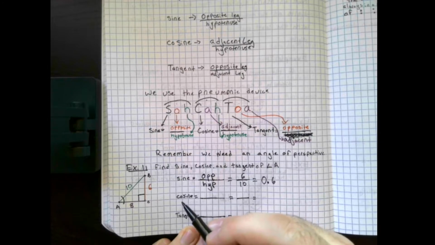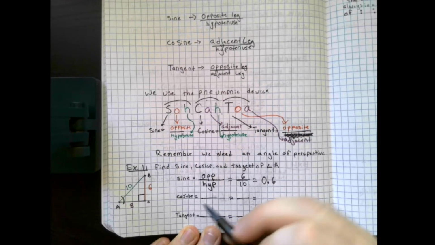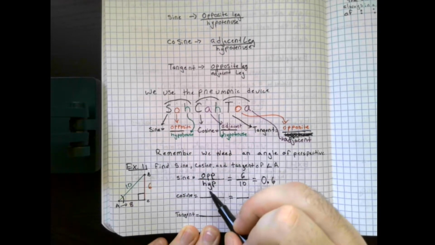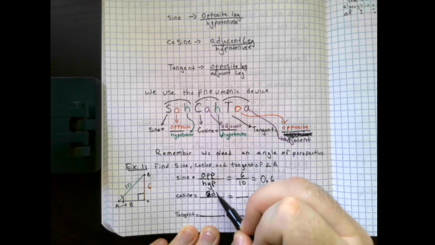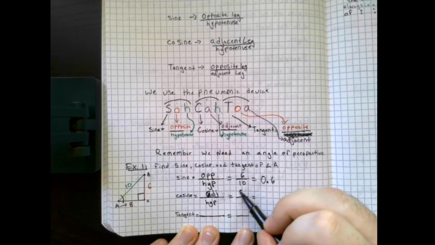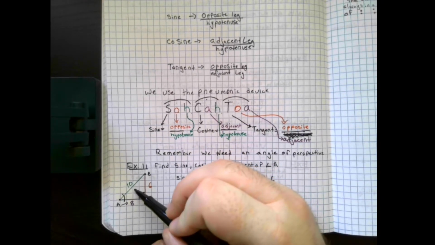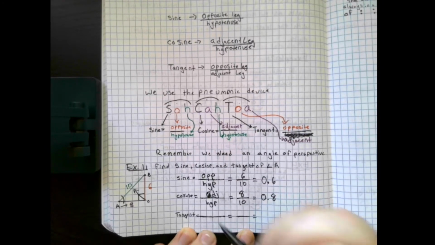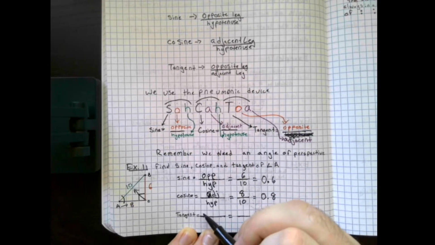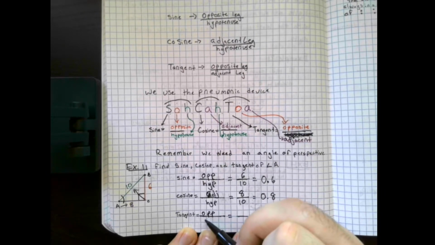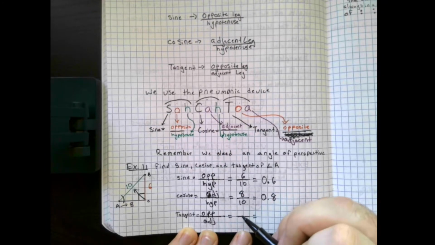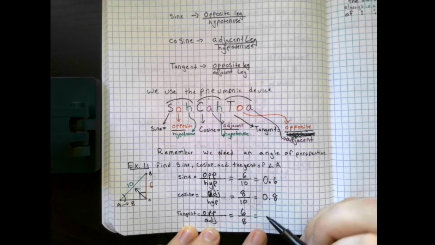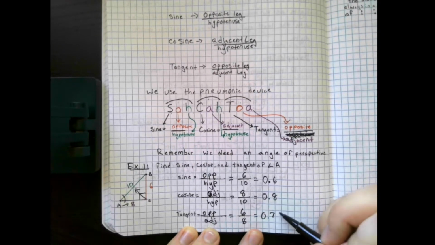Cosine, CAH, cosine equals adjacent over hypotenuse. The adjacent in this problem, the side next to the angle A, is 8. And the hypotenuse across from the right angle is 10. 8 over 10 is 0.8. And the tangent is the opposite, TOA, opposite over the adjacent. Now, the opposite is 6, the adjacent is 8, and 6/8 is 3/4, or 0.75.